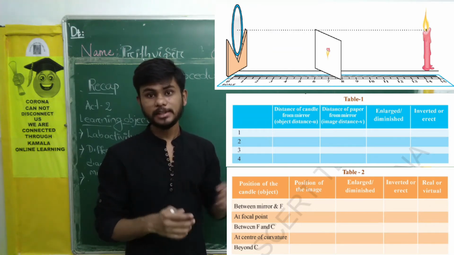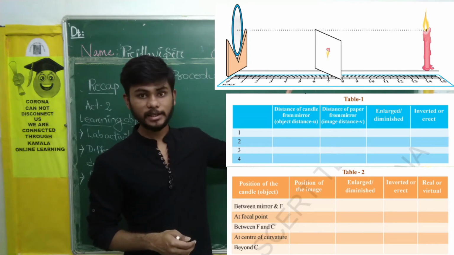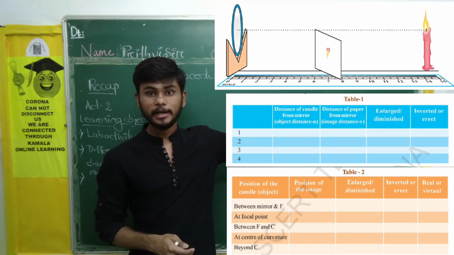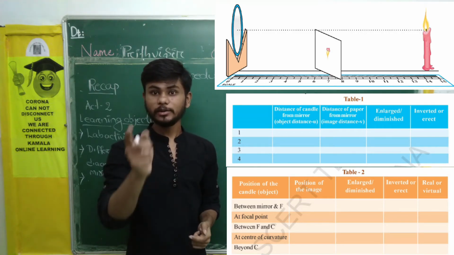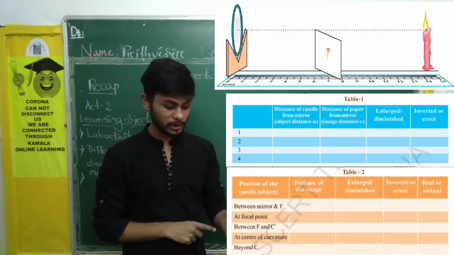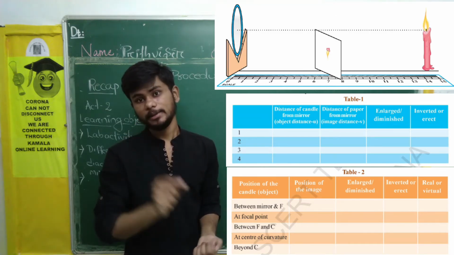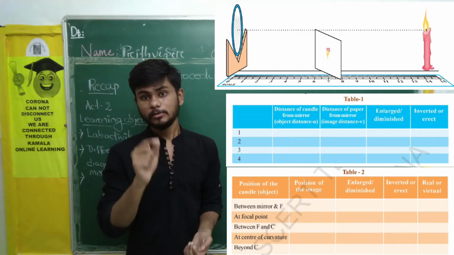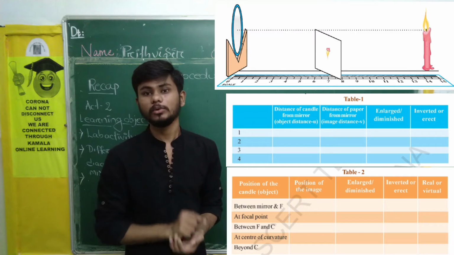Real image means the image is formed in the real world. As you can see here, the concave mirror is there and the image is formed in front of it, upon a screen. The image which you can get on a screen is called a real image. So here it is giving us a real image. At some point, students, you may not get an image as well, and that particular thing you also have to note.